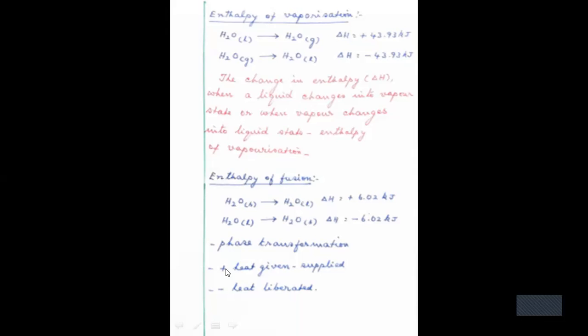So the plus sign indicates that the heat is given, that we are supplying the heat. The heat energy goes from the surrounding to the system. That is plus. It is also called endothermic. Endo means going in. If the sign is negative, the heat is liberated. Heat comes out. It is called exothermic. So this is enthalpy of vaporization and enthalpy of fusion.